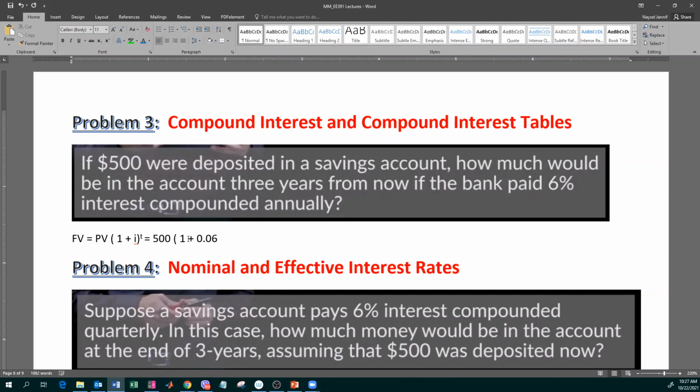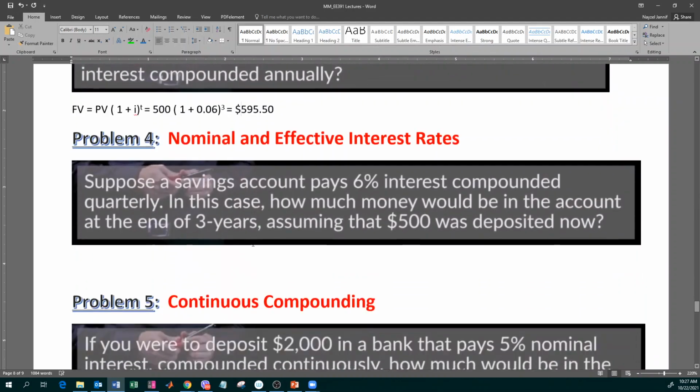Now this is really easy. By now this would have been peanuts for you guys. To the power of how many years, guys? 3 years. Okay, what do we get? $595.50. Is that correct? All right.